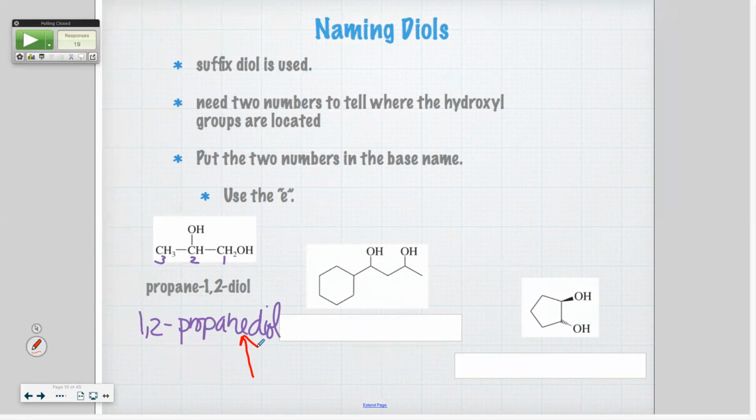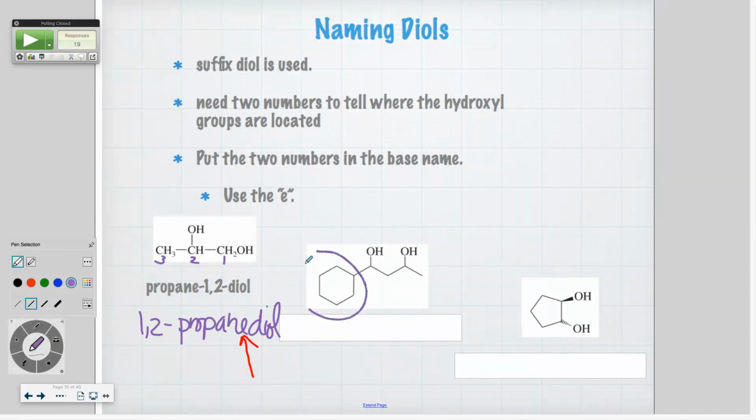Okay, all right, so look at this compound up here, the second one. What do you think about that one? It's just a group. Yes, this is going to be a group on your chain. Okay, how do you make a ring a group? Cyclo. Or hexyl. Hexyl, yep.